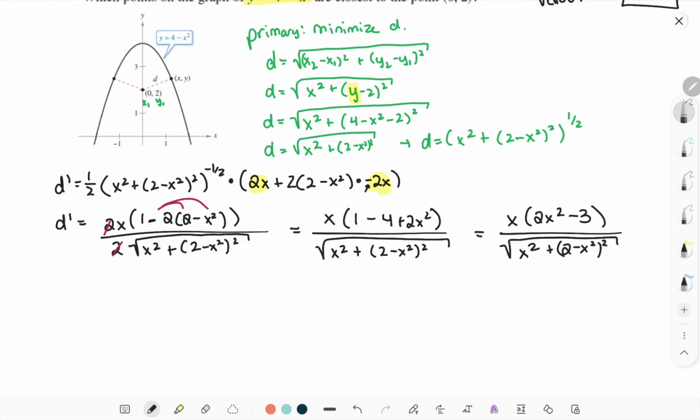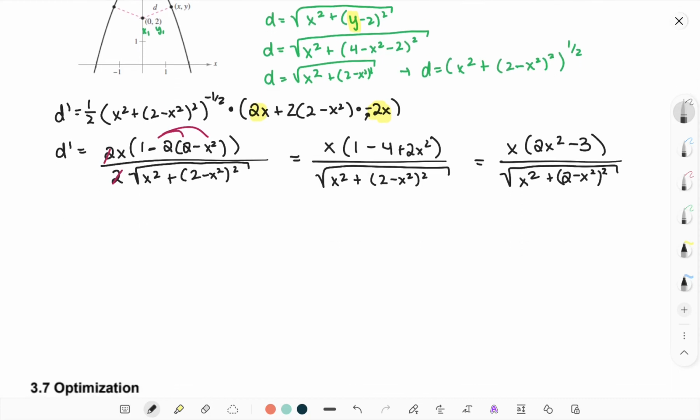What am I using that for? Finding my critical points. Let's find our critical points. Critical points happen when d prime is equal to 0, or when d prime does not exist. Well, when is it equal to 0? It's equal to 0 when x times 2x squared minus 3 equals 0. So it's equal to 0 when x equals 0, or when, isolating here, 2x squared minus 3 equals 0, x equals plus or minus the square root of 3 over 2.